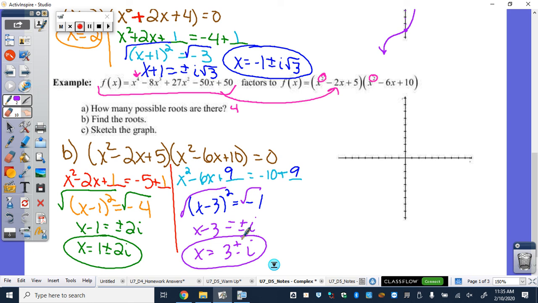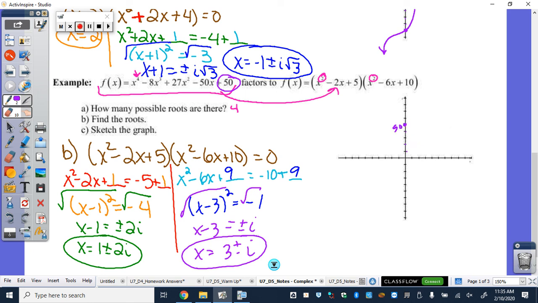So the only two things that we really have to go off of is our y-intercept should be at 50. So I'm going to count each line as 10. So 10, 20, 30, 40. Let's say that one is 50.